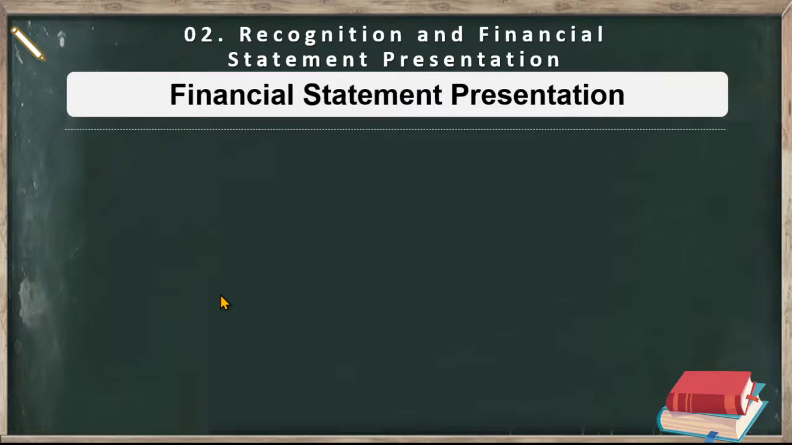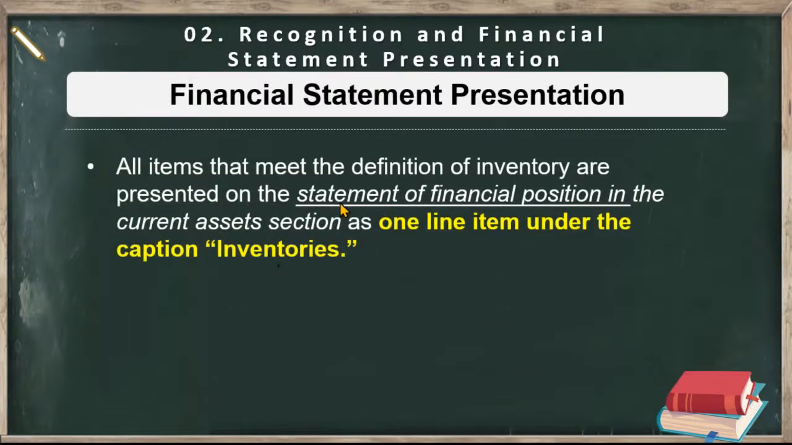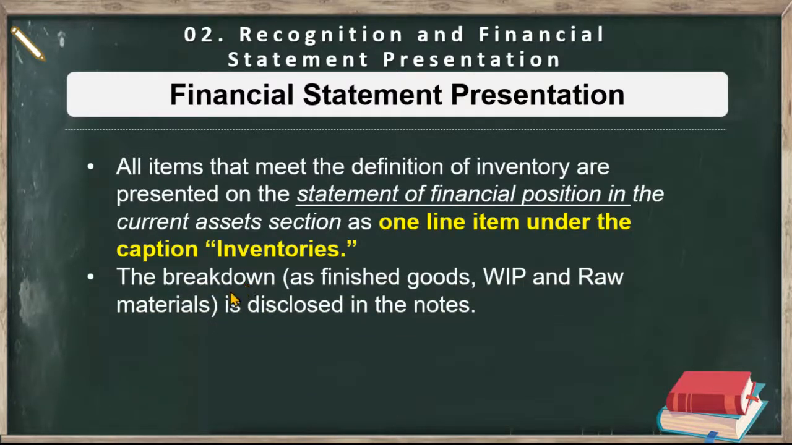Then how do we present inventories? So these are presented under the statement of financial position, particularly in the current assets section as one line item under the caption inventories. So the breakdown, such as the finished goods, work in process, raw materials, manufacturing supplies, will be disclosed in the notes.